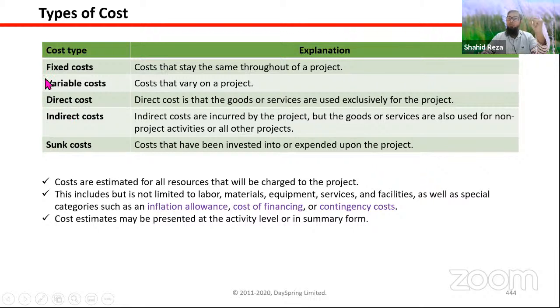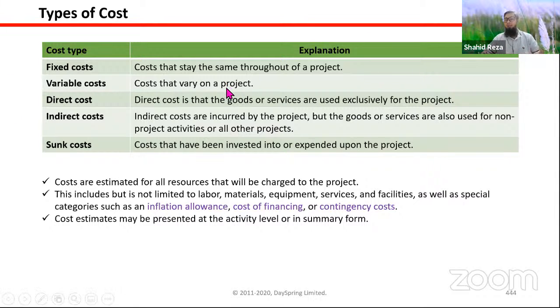So what is fixed cost in a project? Fixed cost means a cost that is fixed throughout the project. That is known as fixed cost for the project. That cost will not change. For example, you are doing a project that is 6 months in length, and you will use a project office, and the rent of the project office will be the same for the 6 months. Say it is 50,000 taka per month. That is fixed cost for that project.